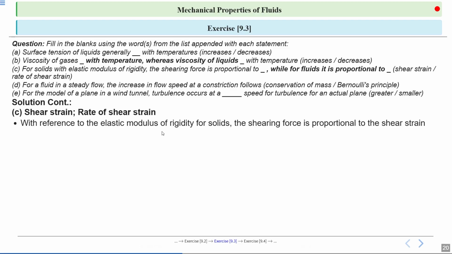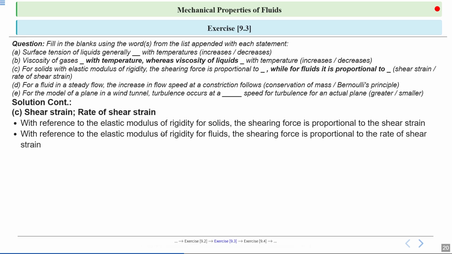With reference to the elastic modulus of rigidity, for solids, the shearing force is proportional to shearing strain. With reference to the elastic modulus of rigidity, for fluids, the shearing force is proportional to the rate of shearing strain.